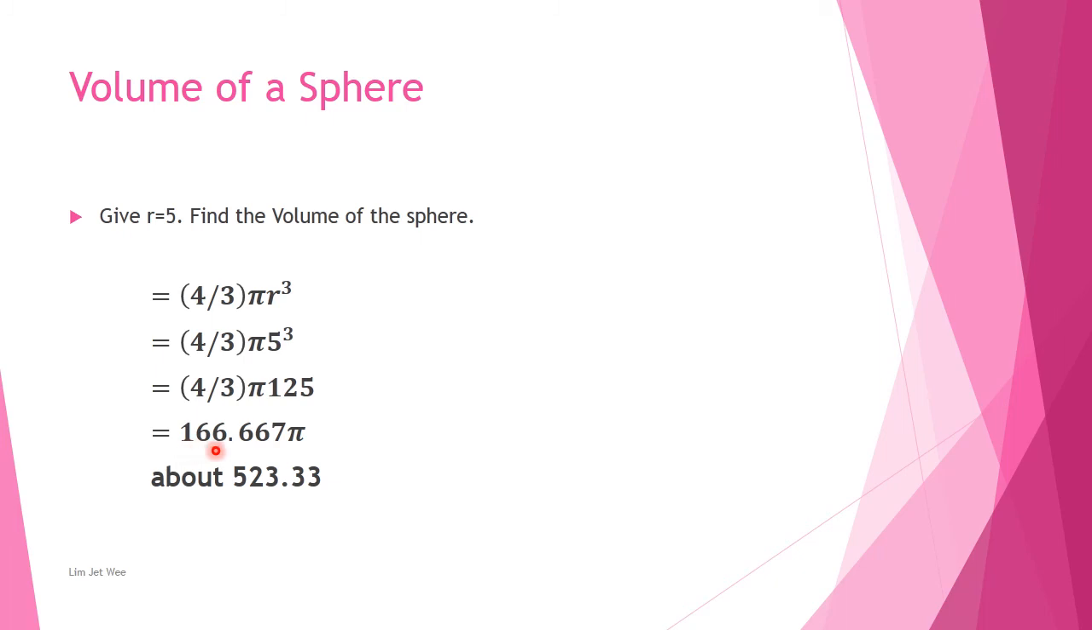So it's 166.666 and so forth. So I'll just round it up to 167 and multiply. Taking pi as 3.14, you should get about this value here, 523.33.